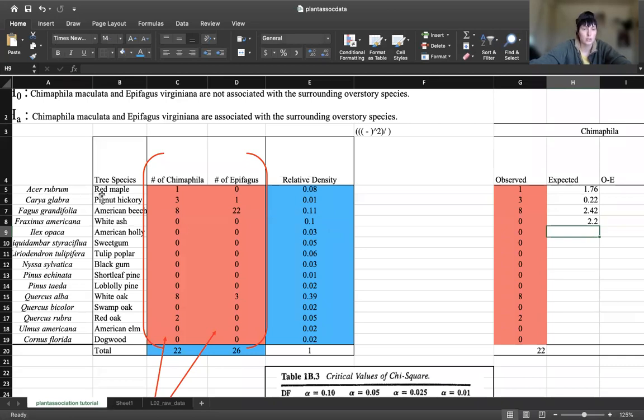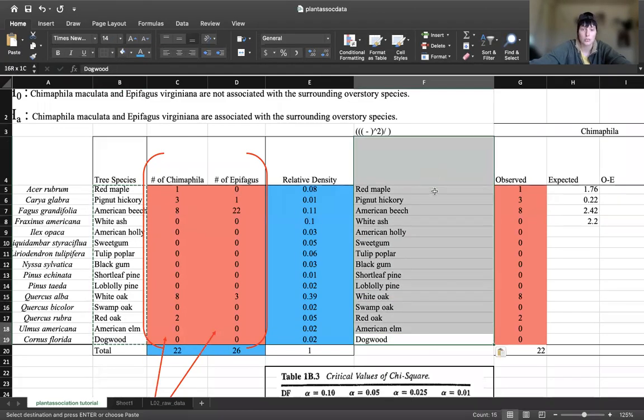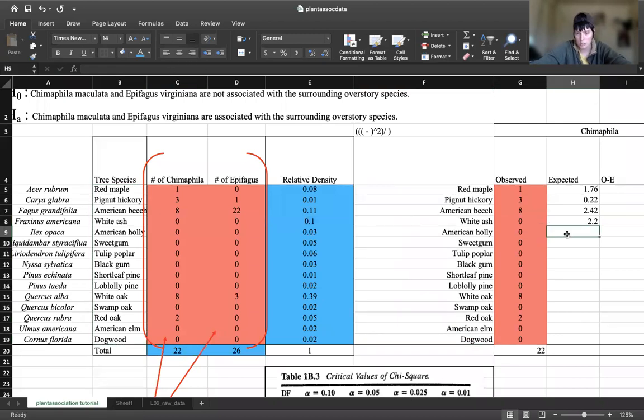What you can do also to help is take this column and also copy it over. It's just so my eyes can follow these lines. So just to make sure you're continuous with your raw data. American holly, relative density times the total column.